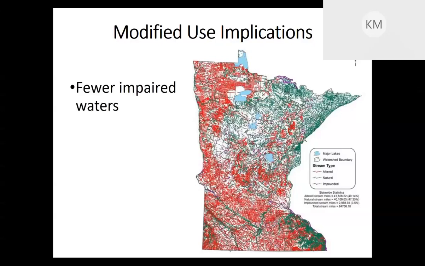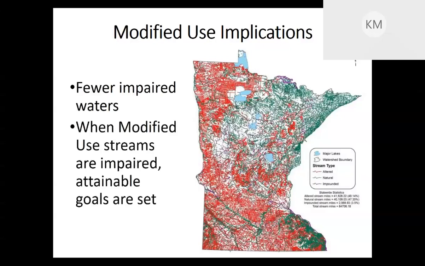So, the adoption of the modified use means, yes, in fact, we will have fewer impaired waters, because some of these ditches meet the modified use goal, but not the general use goal they would have had to meet before we adopted TALU. There are still quite a few that are impaired, but when they are impaired, we can set attainable goals that are in line with what can be achieved within a system that's being maintained for drainage. It doesn't have the habitat for a biological community.